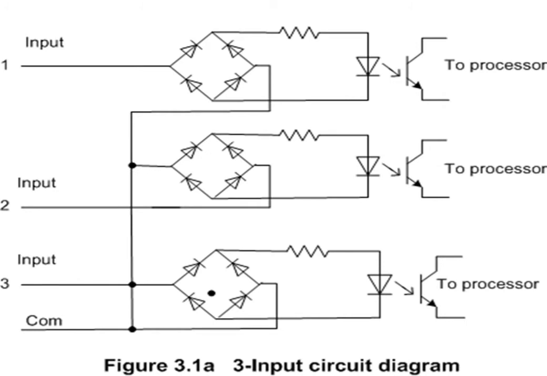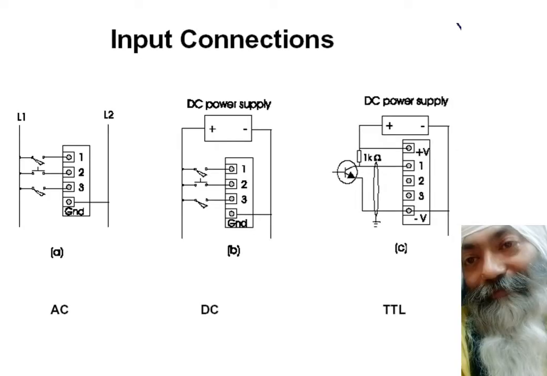This is another circuit diagram for different types of inputs coming from AC. In case your on off signal is coming in the form of AC, this AC is rectified, and this rectified AC is fed to the opto isolator, and ultimately the opto isolator gives the signal which goes to the processor. This is for input number 1, input number 2, input number 3, and so forth. You can have 3 rectifiers and 3 opto isolators, and this is the way it connects to the 3 different bits of the processor of the PLC. This is how the connections are made.